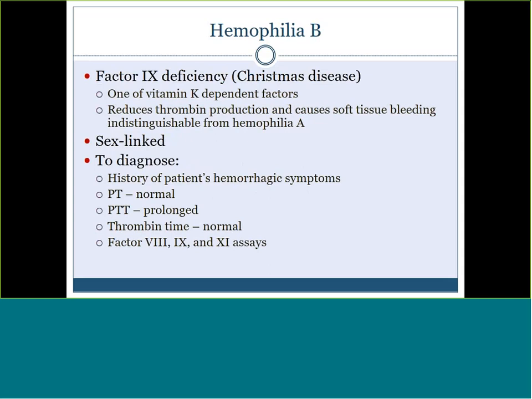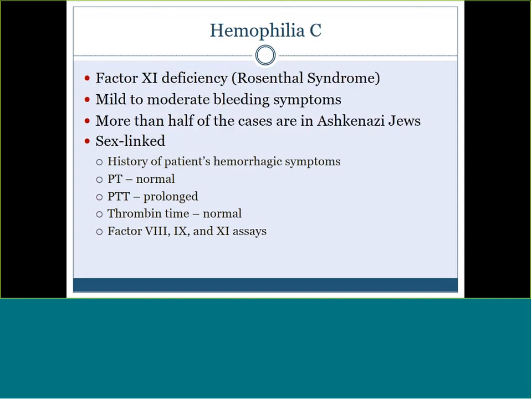Hemophilia B is factor IX deficiency. Remember, factor IX is known as the Christmas factor, so you can call this Christmas disease as well. Again, factor IX is also one of those vitamin K dependent factors in that prothrombin group. So again, it is a sex-linked inherited recessive disorder, with the same type of symptoms, the deep muscle bleeds and things like that. Again, factor IX is only found in the intrinsic pathway, so it's only affecting the PTT test, so that will be prolonged. And again, if you were to actually measure the level of factor IX, you would see that it's really low, and that's how you diagnose. And then finally, hemophilia C is factor XI deficiency.